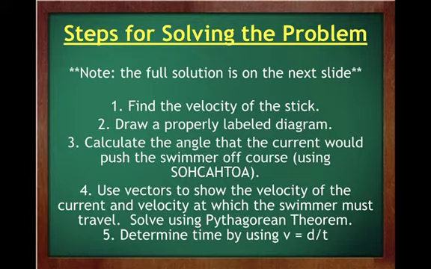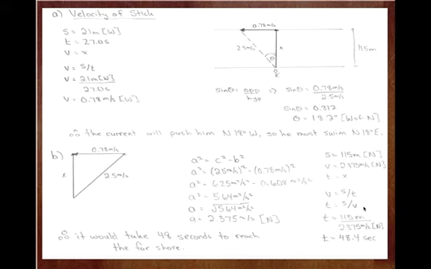I just blew through those last 2 slides, but again, for this type of problem, what we did there was we found the velocity of the stick first, we drew that properly labeled diagram, we calculated the angle, we used the vectors to show the velocity of the current, the velocity which a swimmer must travel, used Pythagorean theorem, and then found time. Okay, that was essentially what we did, and then here's the worked out solutions that I just basically did for you on the board. Okay.